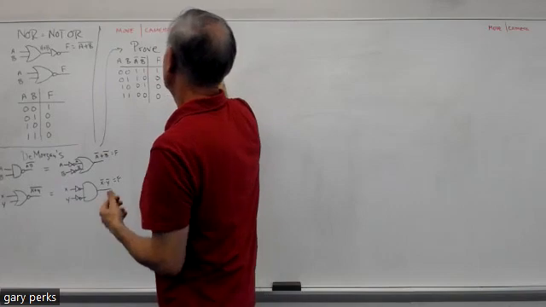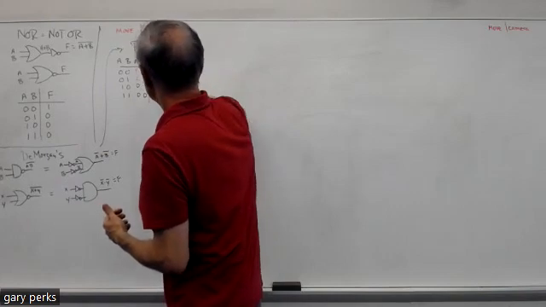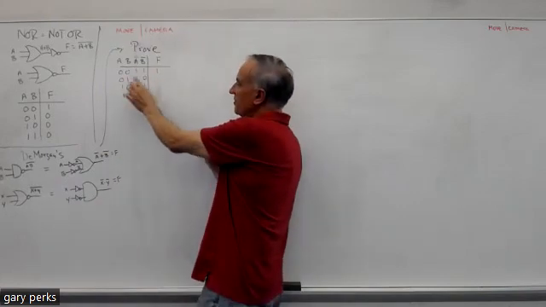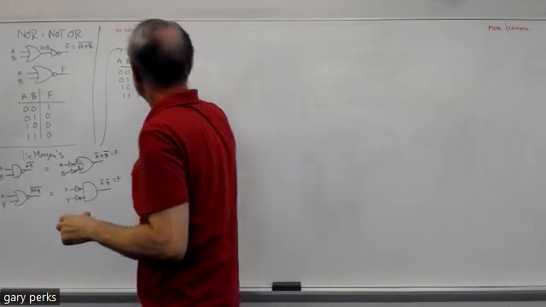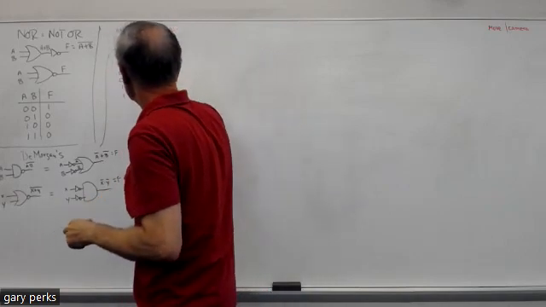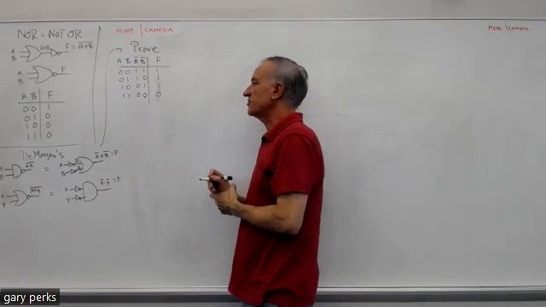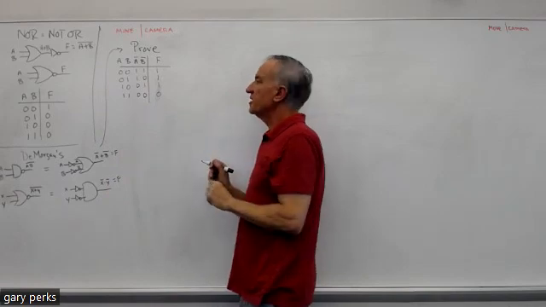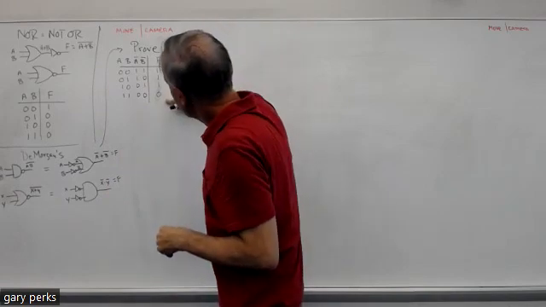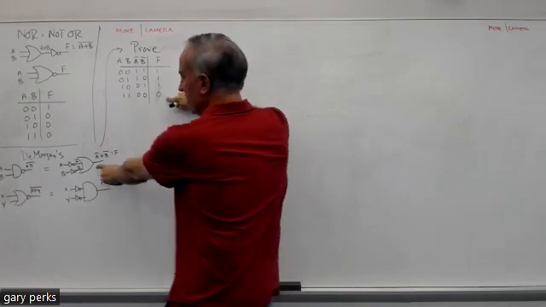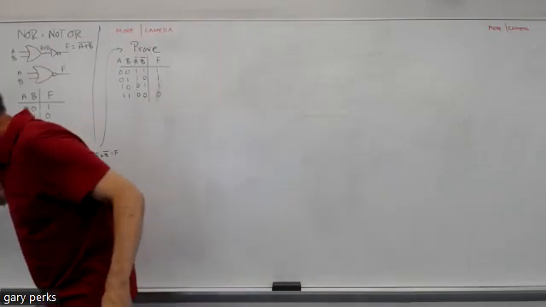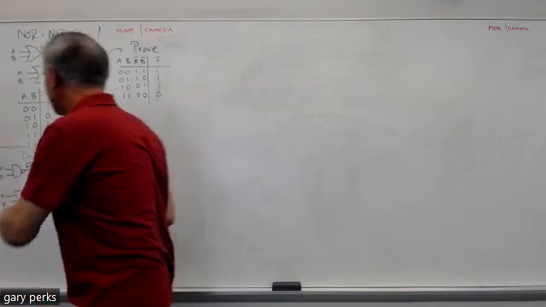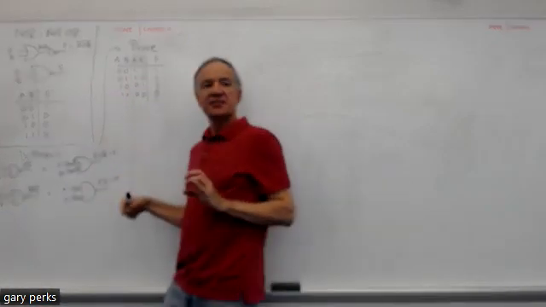Oops, I made a mistake. I'm sorry. With an OR gate, I get a 1 out as long as at least one of the inputs is a 1. So these will be 1, and I only get a 0 out of an OR gate when all inputs are 0. So I made a mistake there. But now, if you look here, the output of this circuit is the same as the output of the NAND. And that's what tells us that these are equivalent.